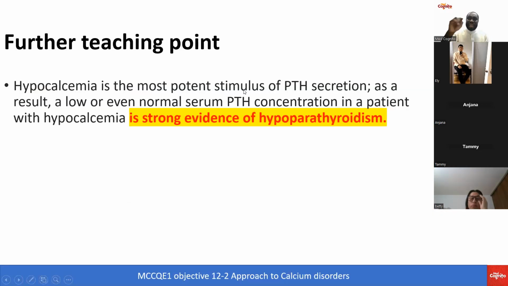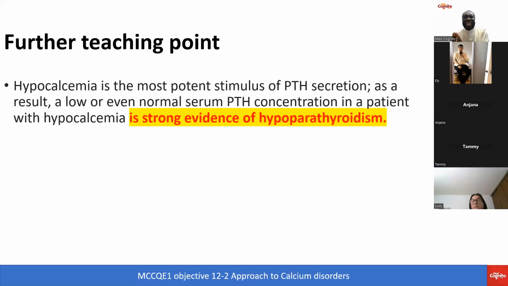Okay. Further teaching point. Hypocalcemia is the most potent stimulus of parathyroid hormone secretion. So if calcium levels are low, parathyroid hormone should be secreted. As a result of that, a low or even normal serum parathyroid hormone concentration in a patient with hypocalcemia is strong evidence of hypoparathyroidism. Let's take our time and break it down. What do I mean by this? If calcium levels are low, I'm expecting parathyroid hormone should be released. So I'm expecting parathyroid hormone levels should be up when calcium levels are low.